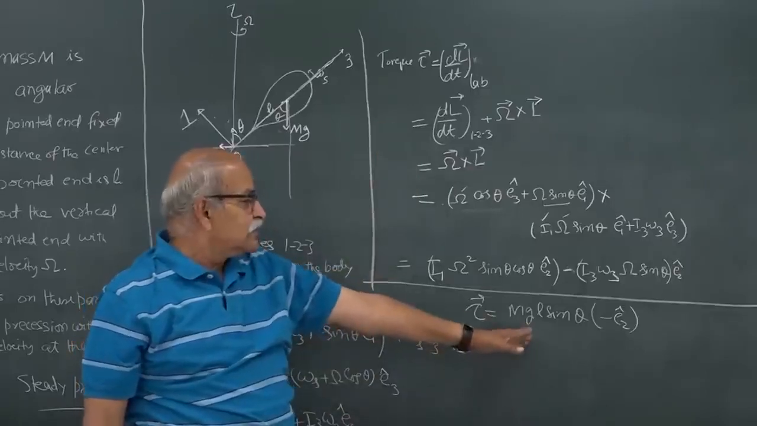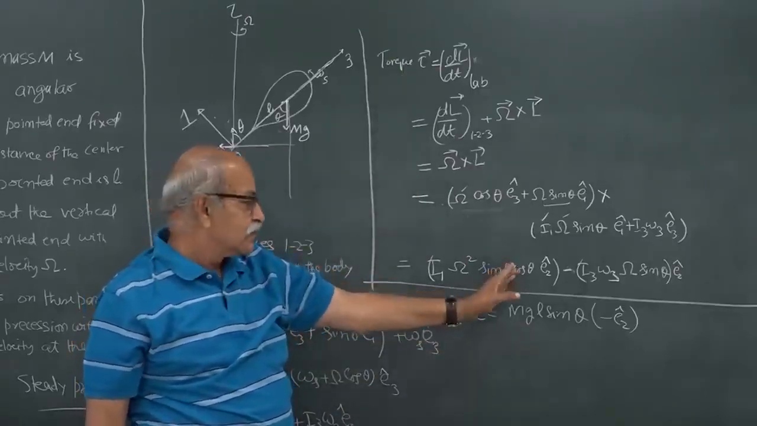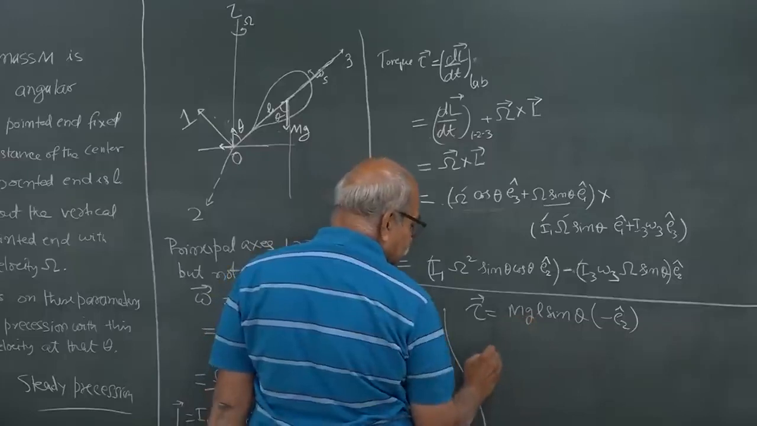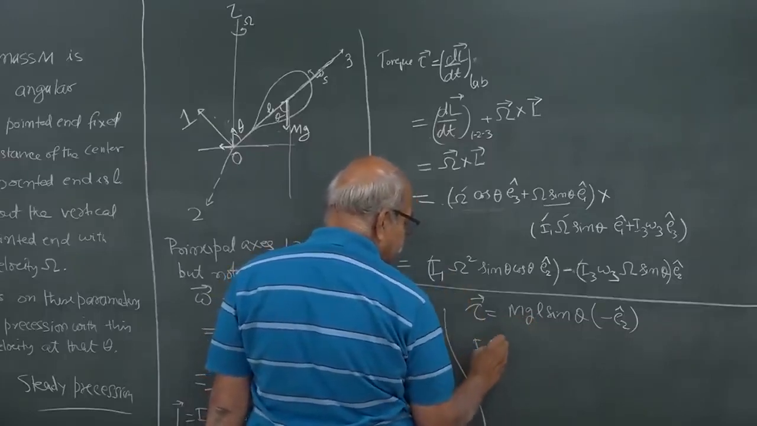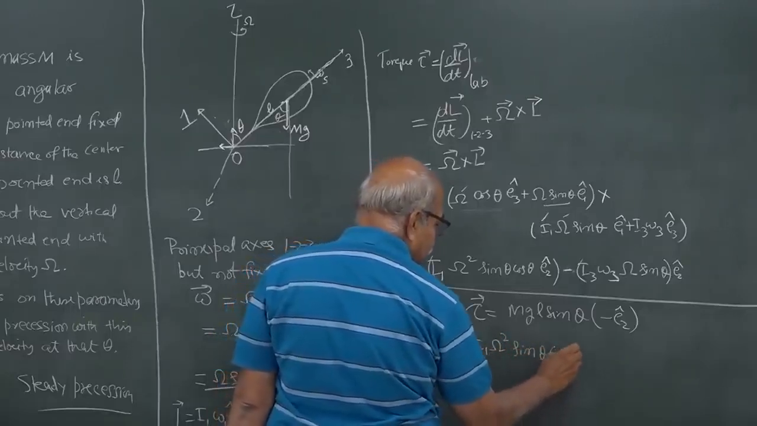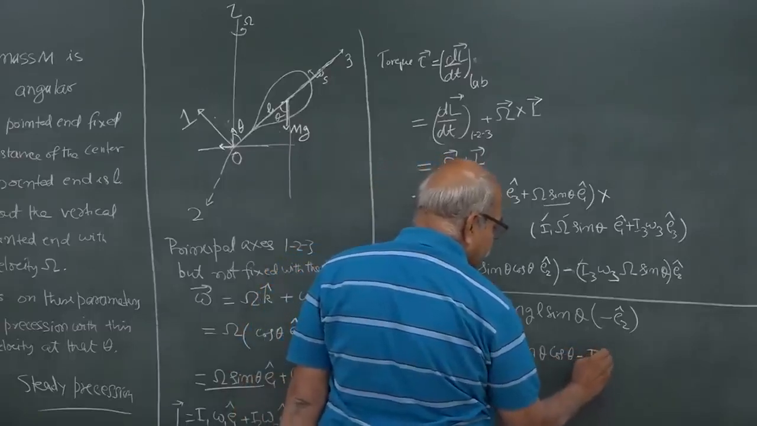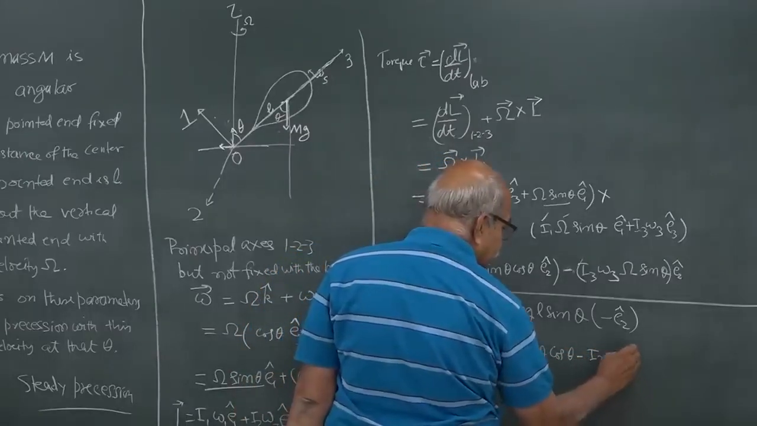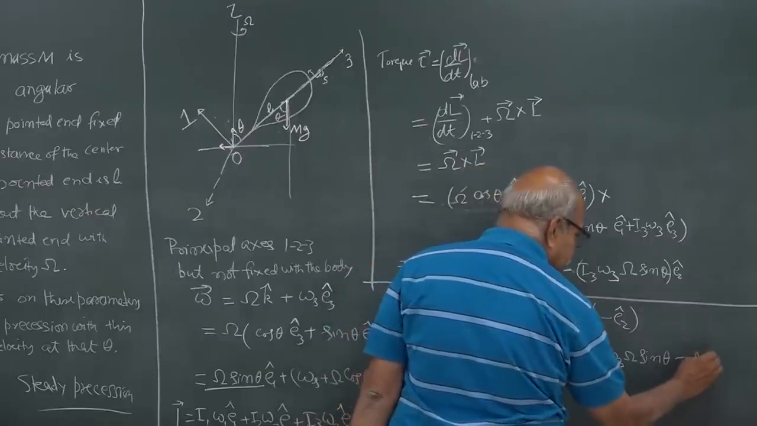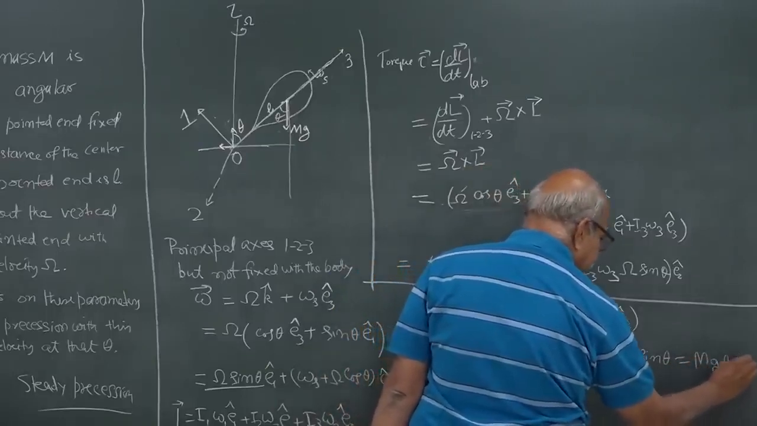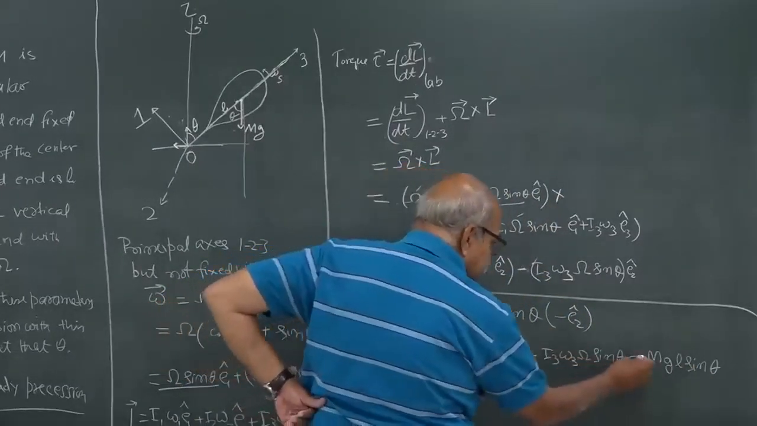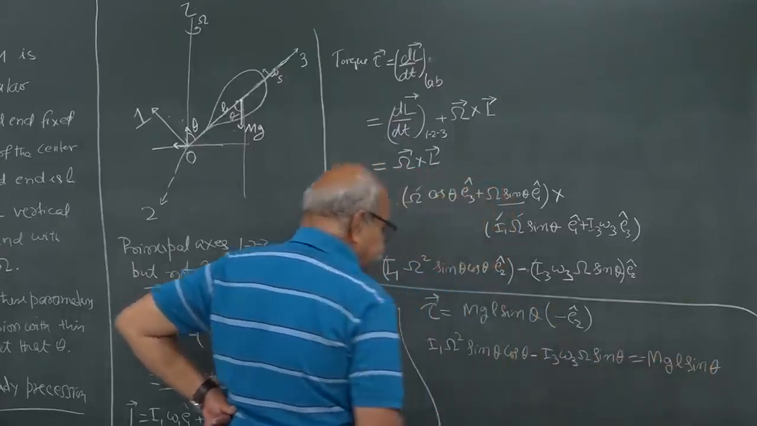Good, it is in E2 cap direction, and from here I am also getting E2 cap direction. So, compare these two, this is the same torque and the same torque here. So, you have I1 Omega square sin theta cos theta minus I3 omega 3 Omega sin theta is equal to mgL sin theta, and here it is minus mgL sin theta and E2 cap. So, this is equal to this.